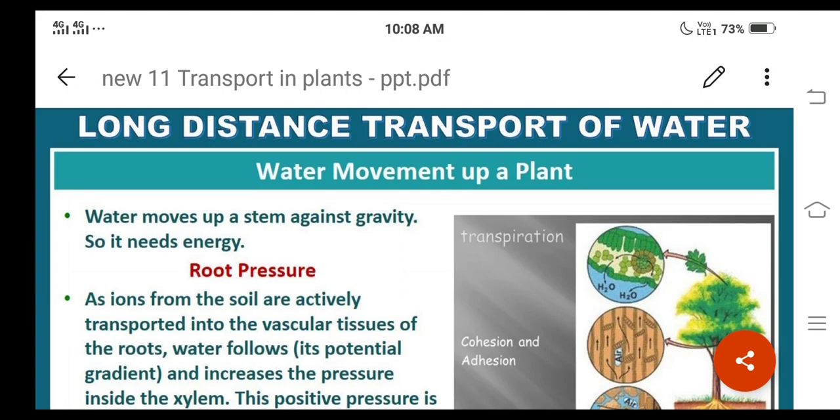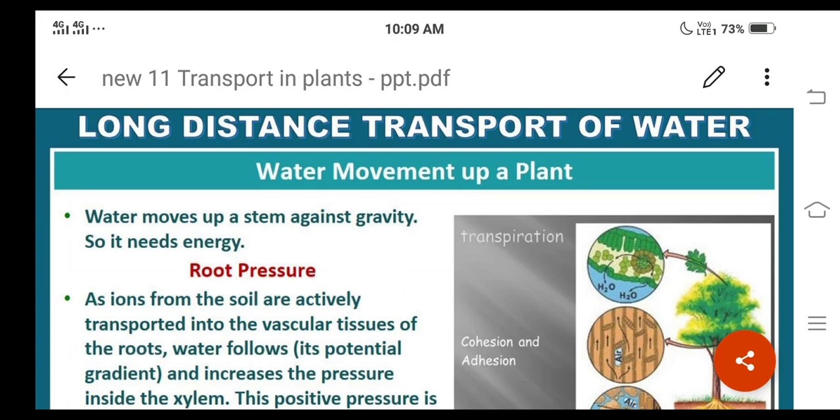Water follows, it means by its potential gradient. Water movement is based on the potential gradient, that is from higher water potential to lower water potential. Inside the plant, the value of water potential will be less. Why? Because chemicals or solutes are always dissolved in plant cells. Outside, in the soil, the water potential will be more.